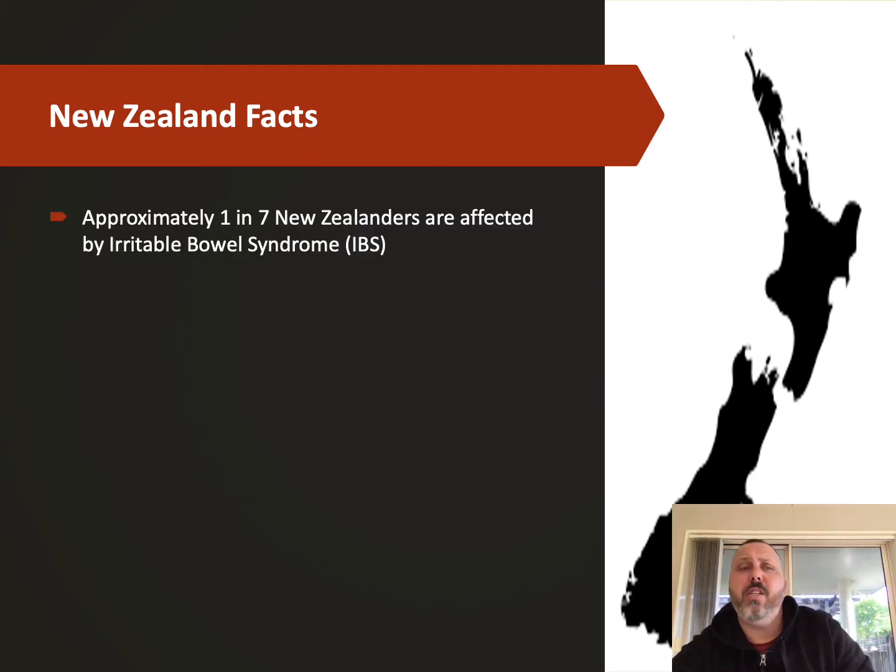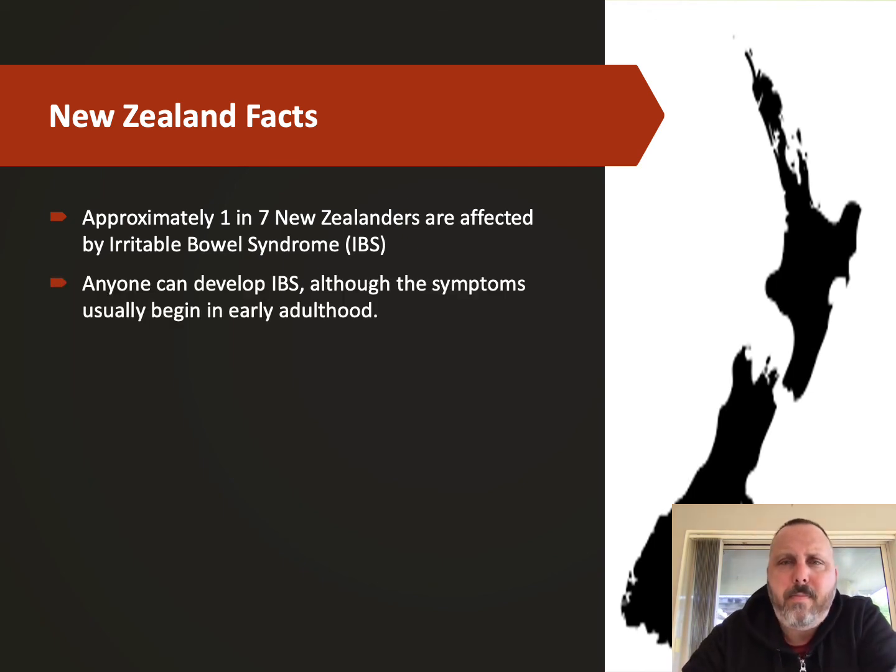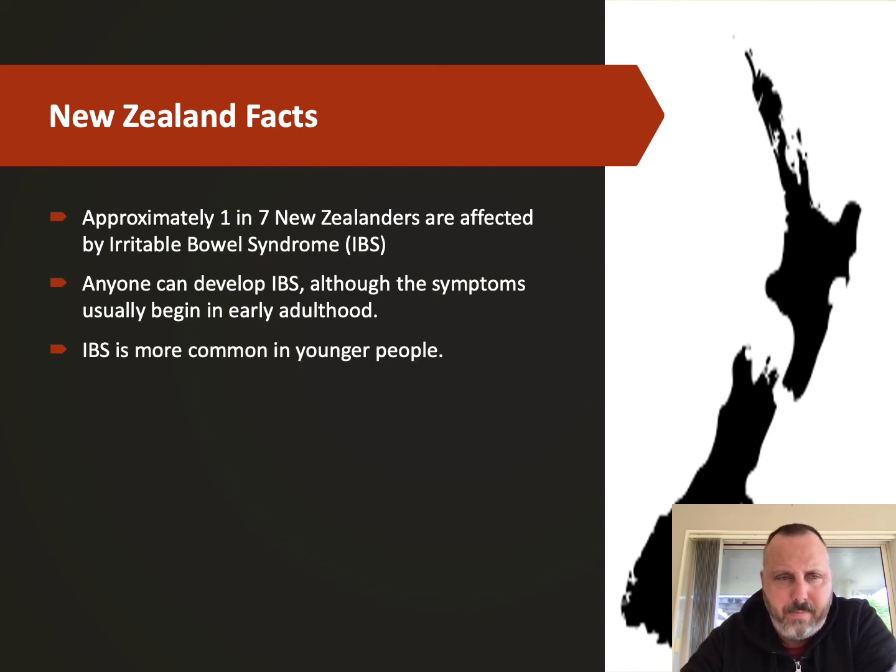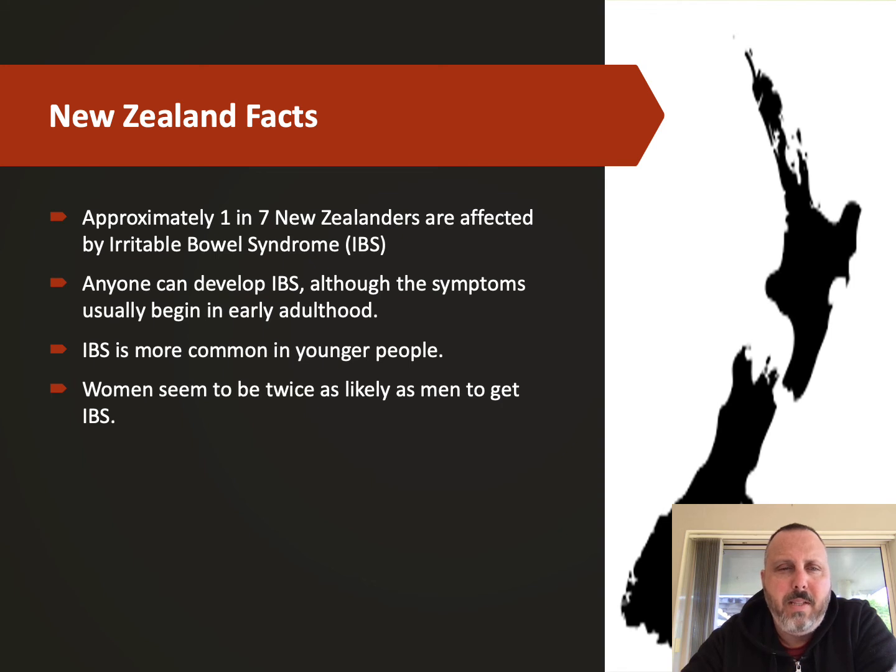Okay, so in New Zealand, approximately 1 in 7 New Zealanders are affected by irritable bowel syndrome. Anyone can develop it, although the symptoms usually begin in early adulthood, and it's more common in younger people rather than in older. Women seem to be twice as likely to get it as men, is what the research is telling us as well. Okay, so a few things about numbers there.